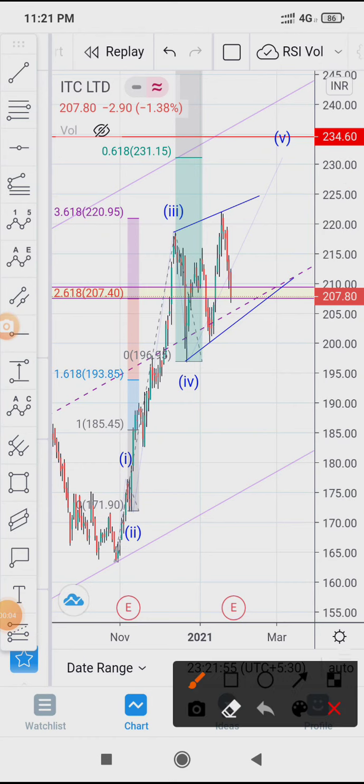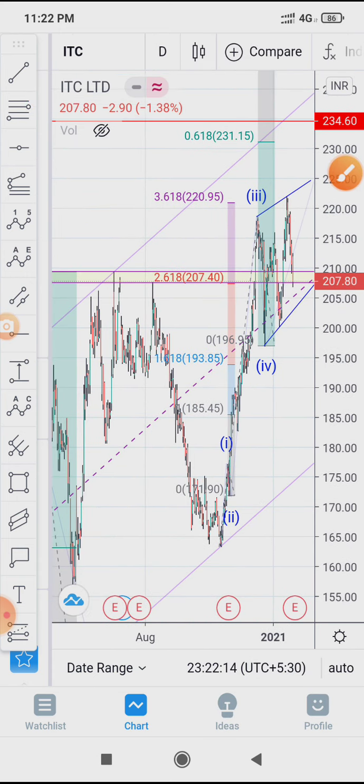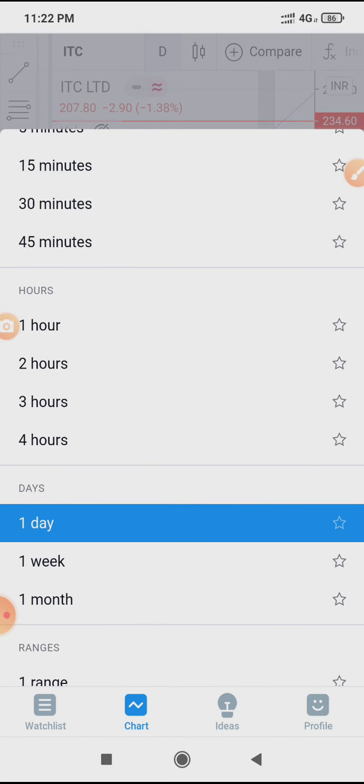This video is regarding ITC, and we'll check Elliott Wave analysis using Fibonacci extension and retracement to find out the levels. This is a daily chart, but before that, let's check the monthly chart and understand where we are right now.